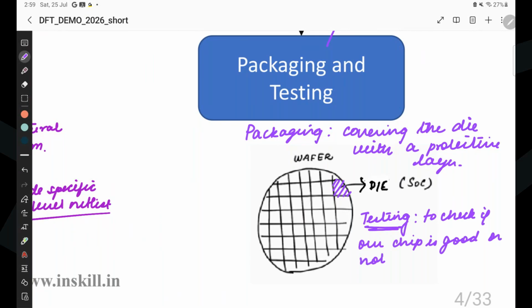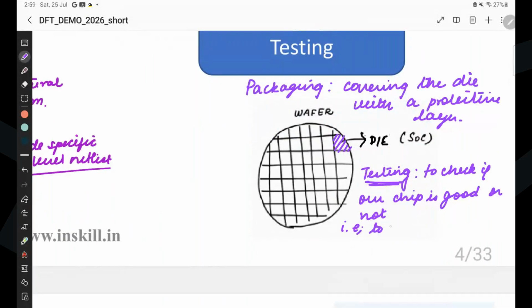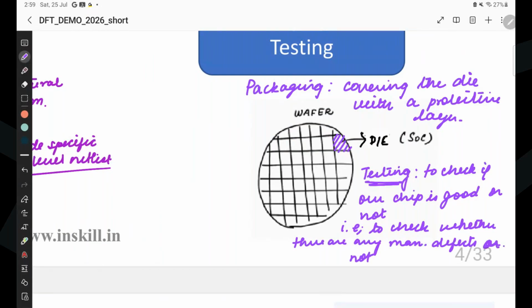That is to check whether there are any manufacturing defects or not. Okay, so that is what packaging means: covering the die with a protective layer. And testing is to check if our chip is good or not, that is, whether there are any manufacturing defects or not.